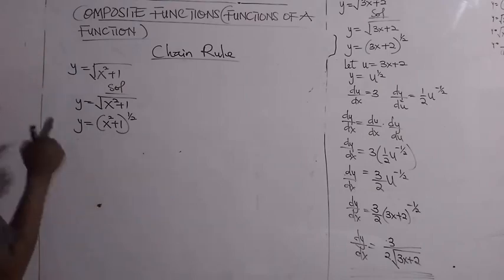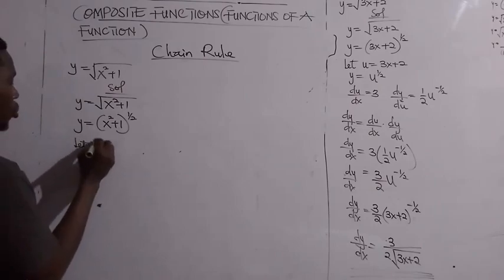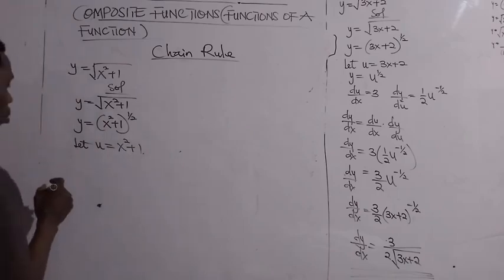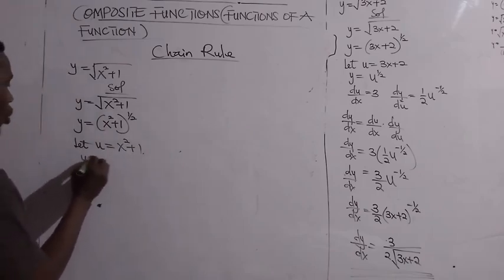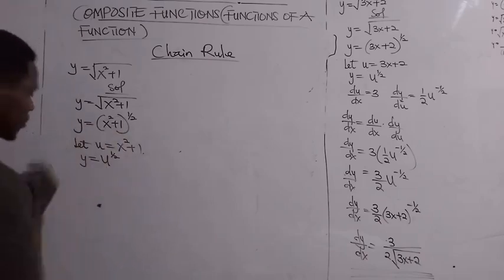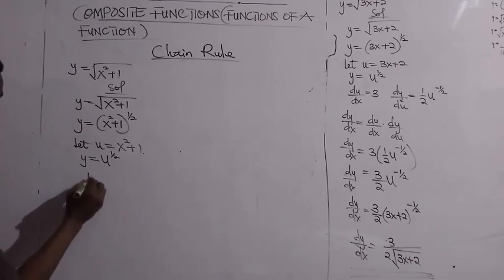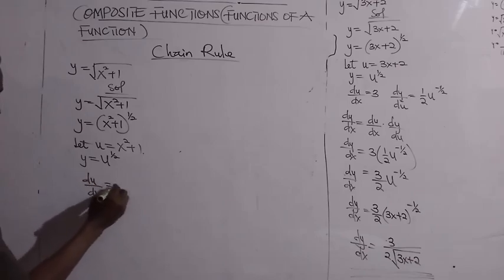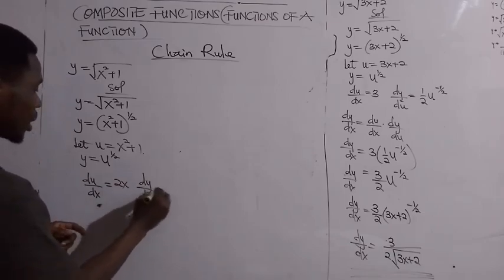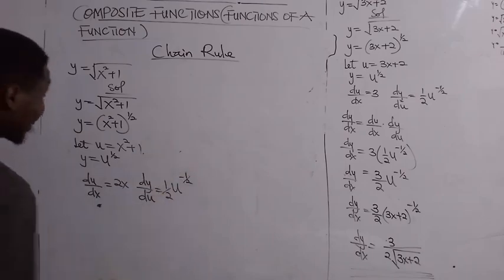We let u be another function. So let u be equal to x squared plus 1. So our y now, in place of the x squared plus 1, we'll put a u. So u exponent half. So now we differentiate u with respect to x. So du over dx is equal to 2x. Then dy over du is equal to 1 over 2. We drop down 1 over 2 u exponent negative 1 over 2.